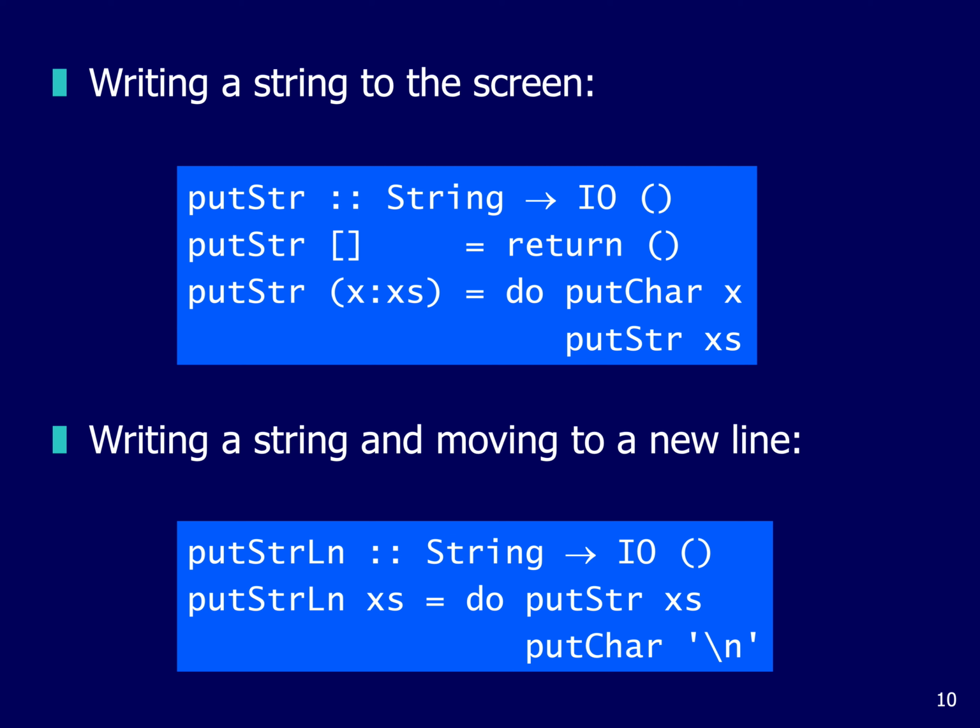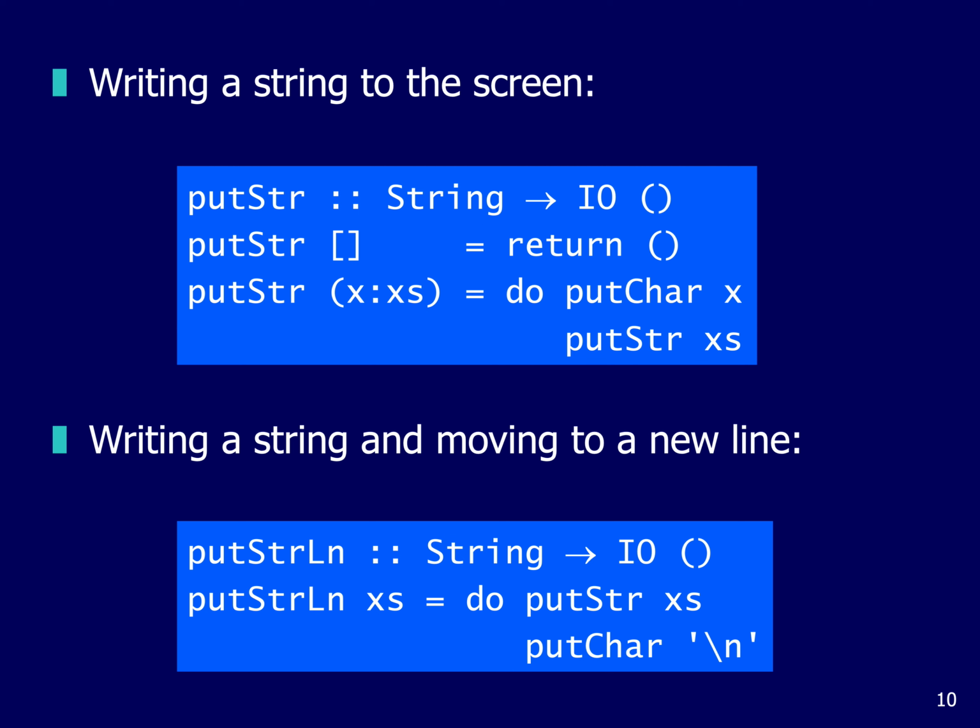And it's defined by recursion. So in the base case, we're simply saying if you want to put a string which has nothing in it, then all you're going to do is simply return the empty result value or the empty tuple. And in the recursive case, we're matching on the string. So x will be the first character in the string. xs will be everything else.